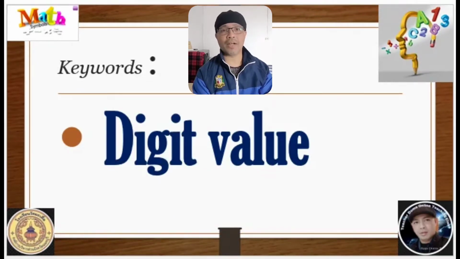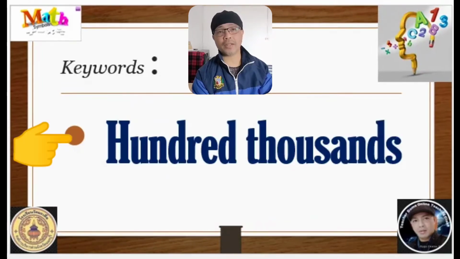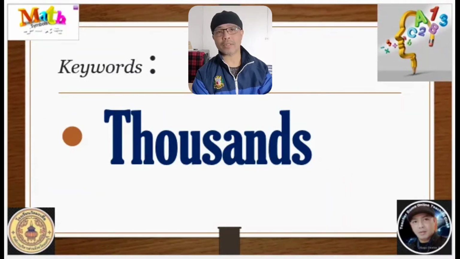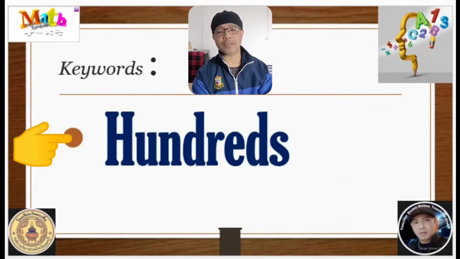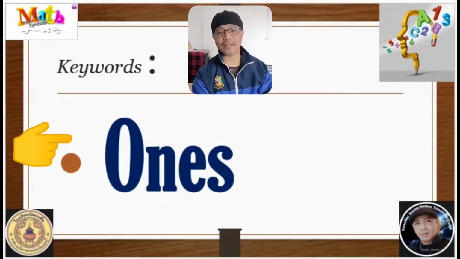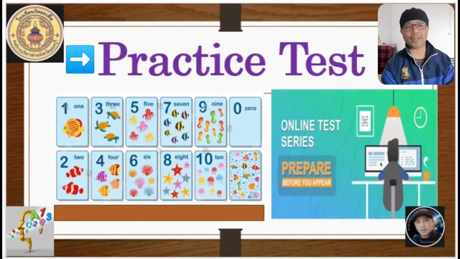digit value, hundred thousands, ten thousands, thousands, hundreds, tens, ones. Now let's go to practice test.